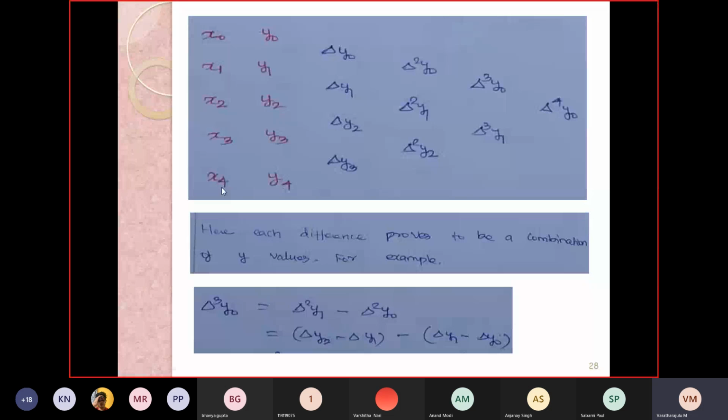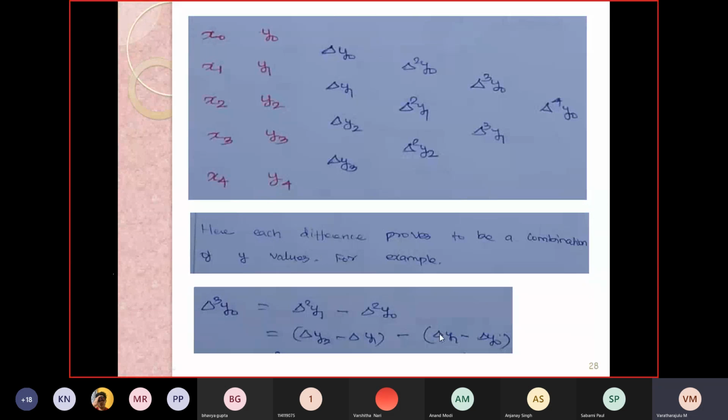Then we have the terms till x4 and y4. Then the fourth difference is the last term in the table, that is the fourth difference of y0. Till the fourth difference, we need to proceed. When we have the terms x5 and y5, then we need to proceed till the fifth difference. Similarly, when we have the terms x6 and y6, we need to extend our solution to the sixth difference.